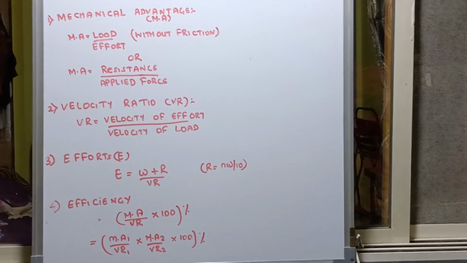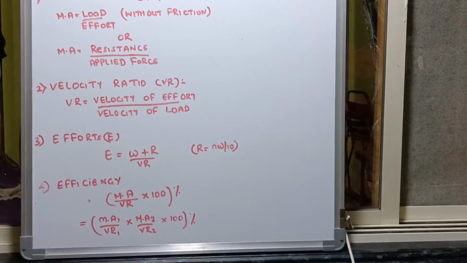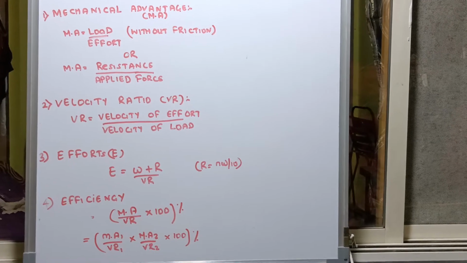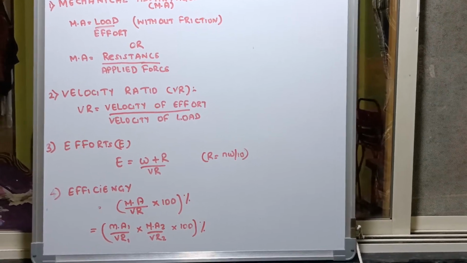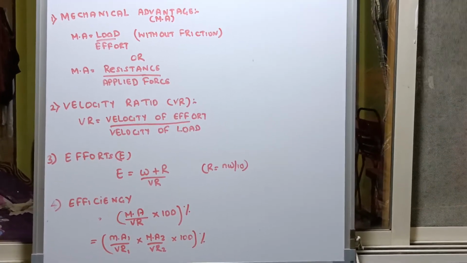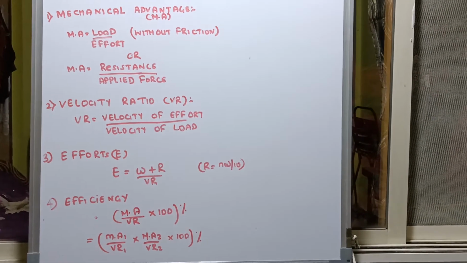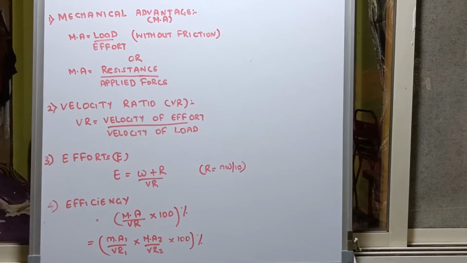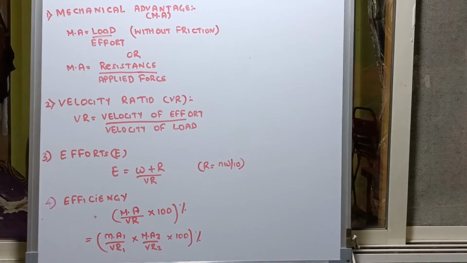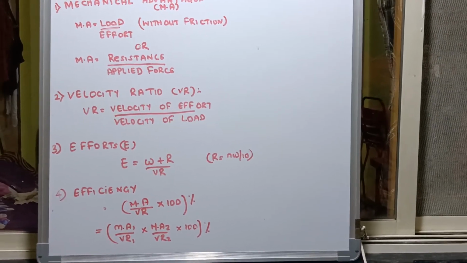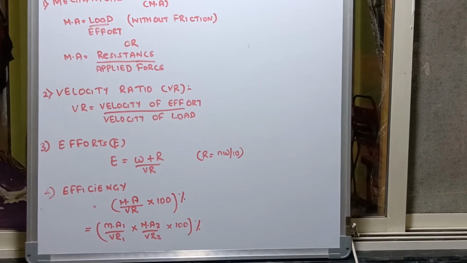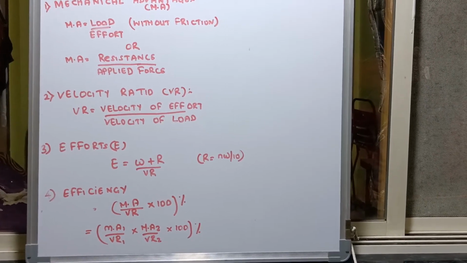Effort equals W plus R by VR, where W is the weight, R is the resistance and VR is the velocity ratio. Number four, efficiency. It is usually in percentage, so mechanical advantage upon velocity ratio into 100, or MA1 upon VR1 into MA2 upon VR2 into 100.